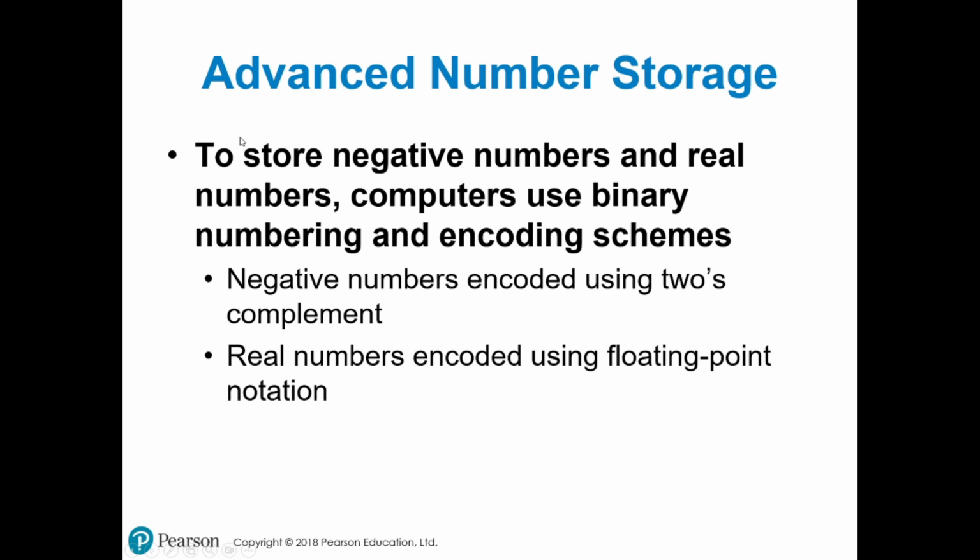To store negative numbers, we use something called encoding schemes, binary numbering and encoding schemes. For example, in the case of negative numbers, we use two's complement. Two's complement, I think you might already know, but still, it's simple. We need to add one to one's complement. Now the question is, what is one's complement?